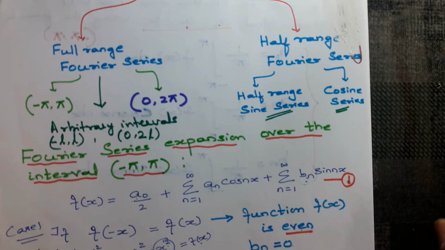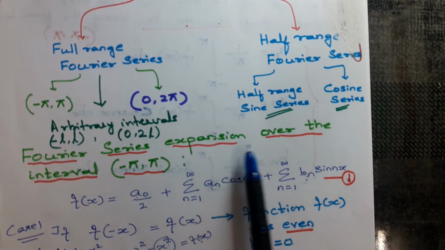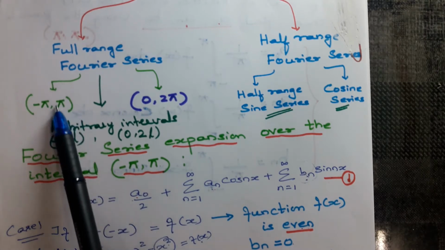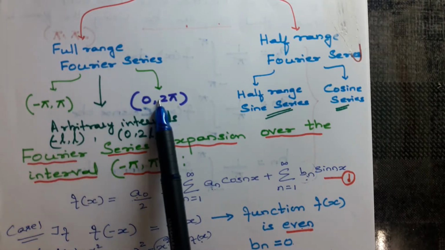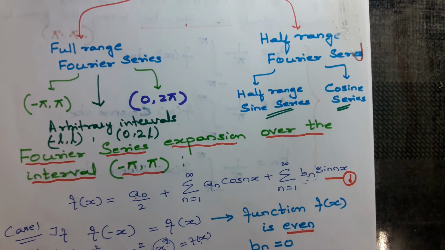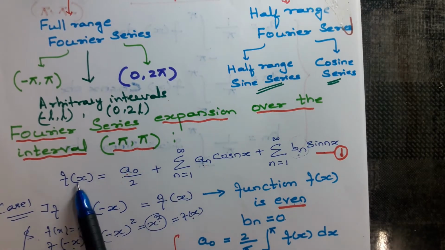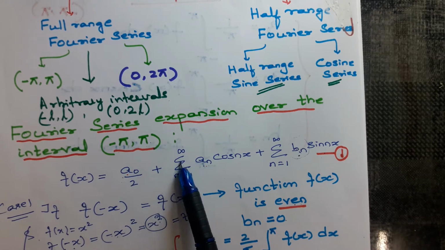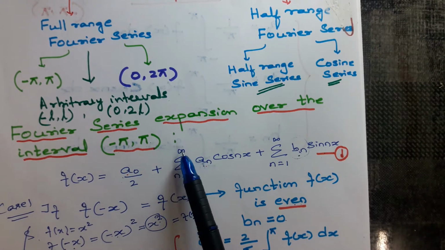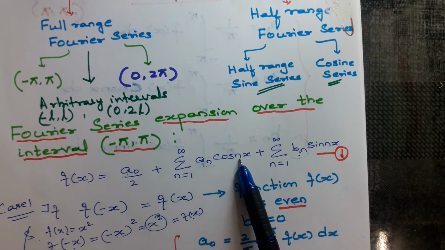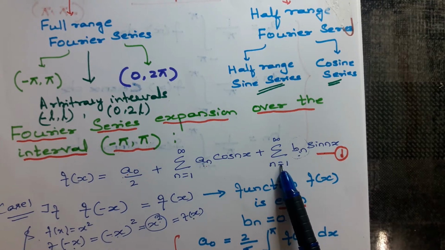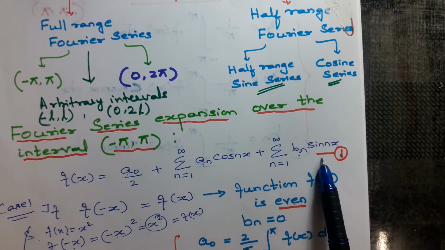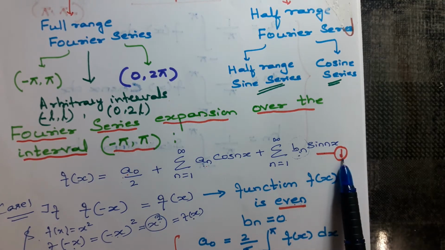The first interval is the Fourier series expansion over the interval minus pi comma pi. When you have the minus pi comma pi interval or the 0 comma 2 pi interval, the Fourier series expansion is always f of x is equal to a0 by 2 plus summation n is equal to 1 to infinity an cos nx plus summation n is equal to 1 to infinity bn sin nx. This is the Fourier series expansion, represented by equation 1.